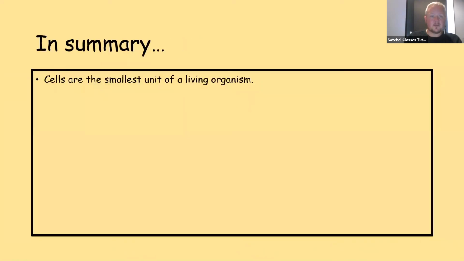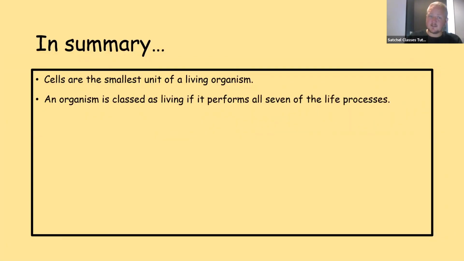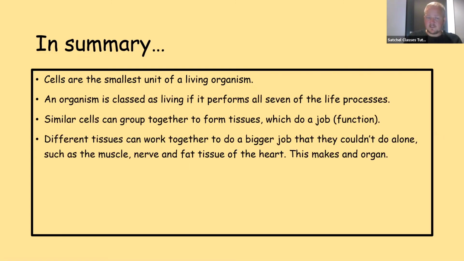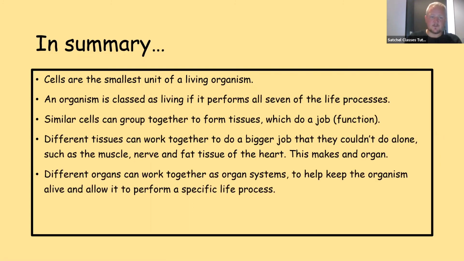In summary, cells are the smallest unit of a living organism. An organism is classed as living if it performs all 7 life processes. Similar cells can group together to form tissues which do a job, sometimes called a function. Different tissues can work together to do a bigger job that they couldn't do alone, such as the muscle, nerve and fat tissue of the heart. This makes an organ. Forgive the misspelling there.